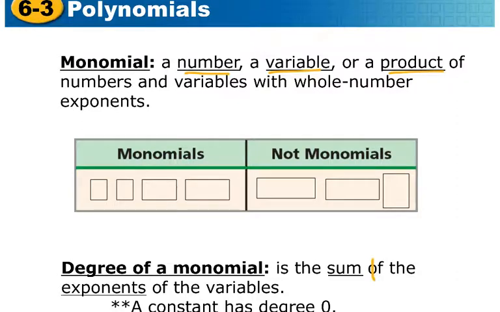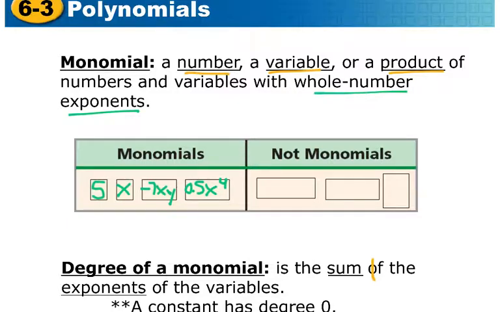So let's see. A number, so let's say 5. A variable, how about x? A product of numbers and variables, so maybe -7xy. So we've got a number and two variables. And maybe a variable with a whole number exponent. So how about 0.5x^4? That's a whole number. So those are our monomials.